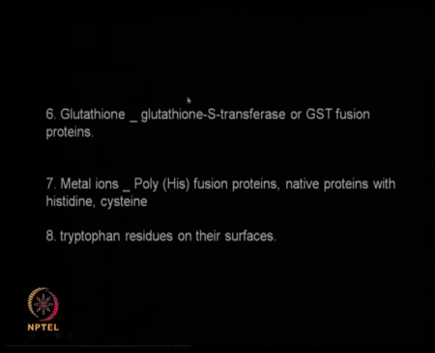If you have a glutathione, you can have a glutathione S transferase, which is exactly complementary to glutathione, or we can have glutathione S transferase fusion proteins, which are again complementary to glutathione. So the glutathione could be bound to the stationary phase and we can selectively capture these type of enzymes.